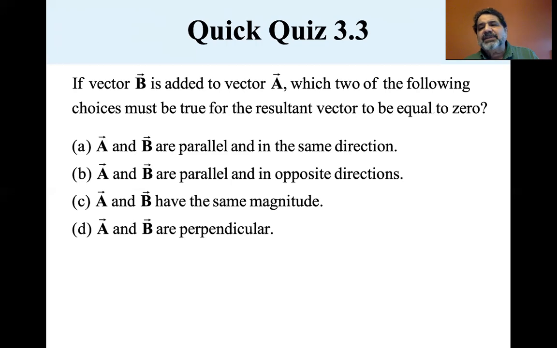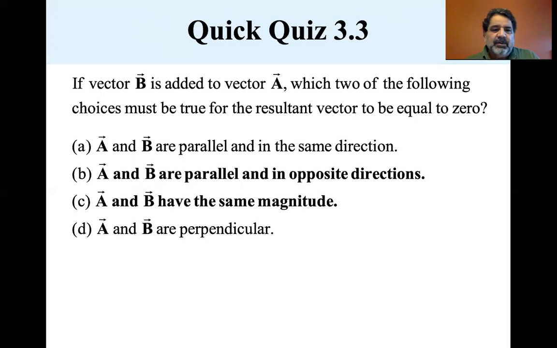A and B have the same magnitude. Well, yes, they must have the same magnitude if the resultant is going to be 0, but they have to be in opposite directions. And A and B are perpendicular. Well, sorry, no, if they're perpendicular, there's going to be a vector joining the two. So the two answers: they have to be parallel and in opposite direction, and they have to have the same magnitude. So those are B and C, the correct answers.